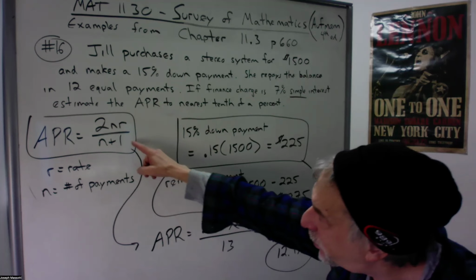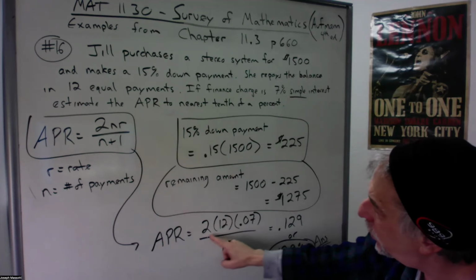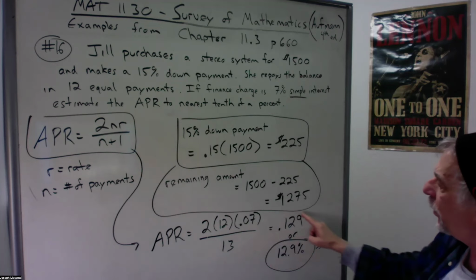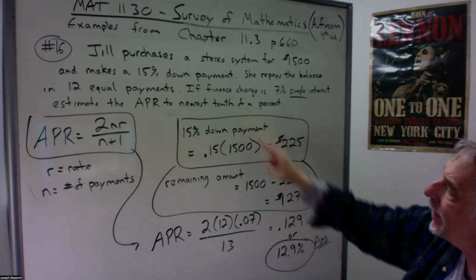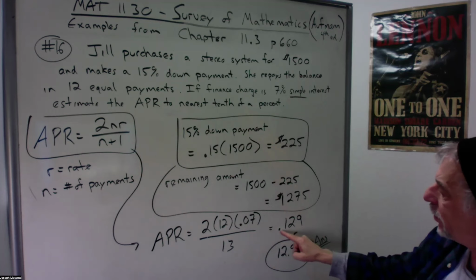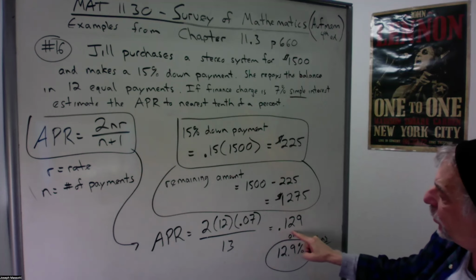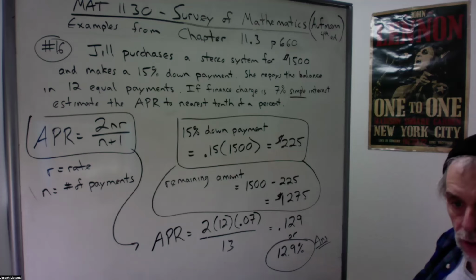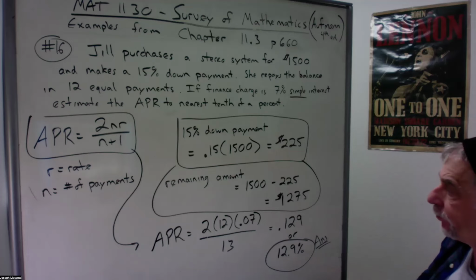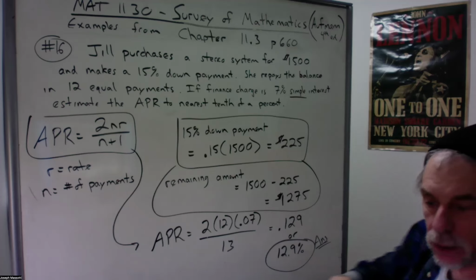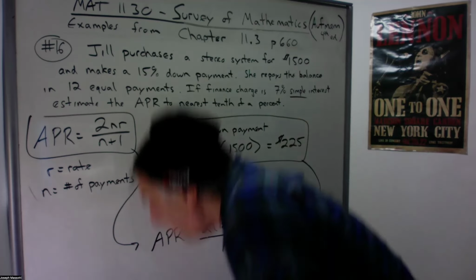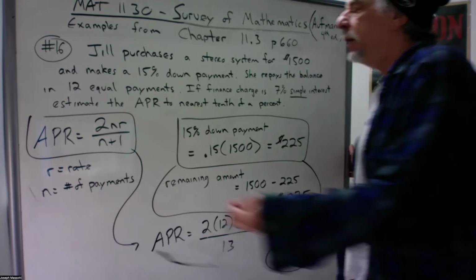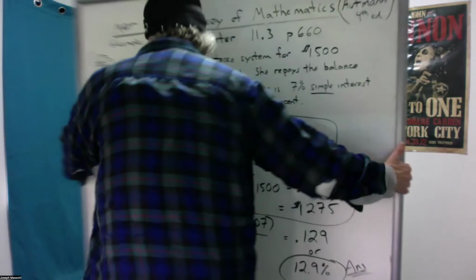So we're just plugging these numbers into this formula, 2NR over N plus 1, coming up with a decimal. We were asked to round to the nearest 10th of a percent. Remember, with percents, we move the decimal 2 spots to the right, and we get our answer of 12.9%. So that's the APR for this situation. All right, let's look at another word problem.